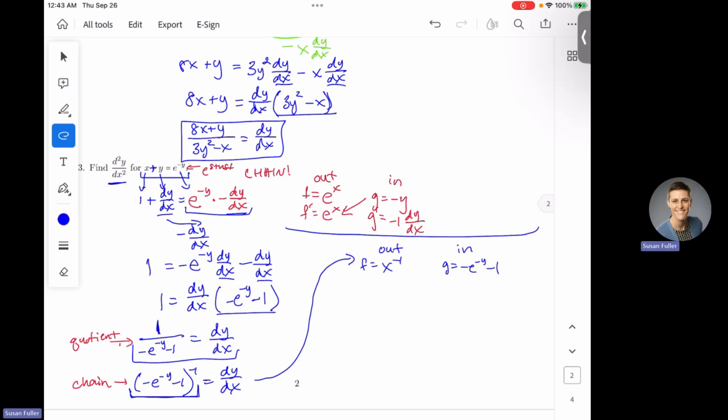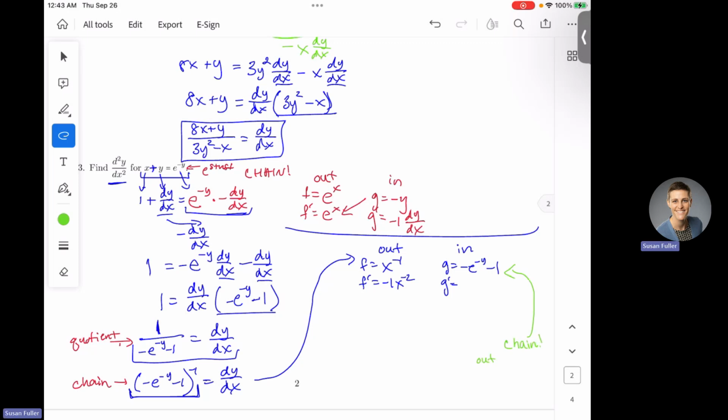So now I'm doing the chain rule. I'm going to take the derivative of my pieces. The derivative of x to the negative 1 is negative 1, x to the negative 2. And the derivative of negative e to the negative y minus 1, that's another chain rule. Okay, so to do the derivative of this, I need to do another chain rule.